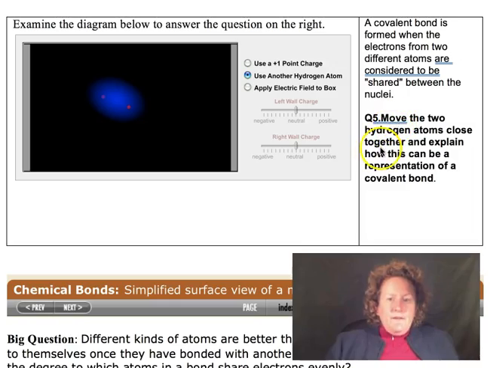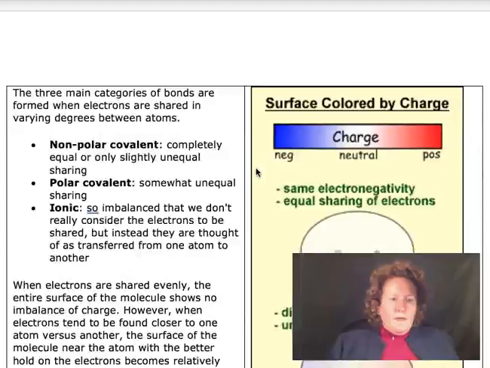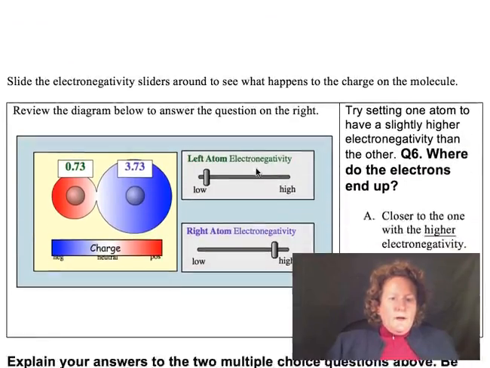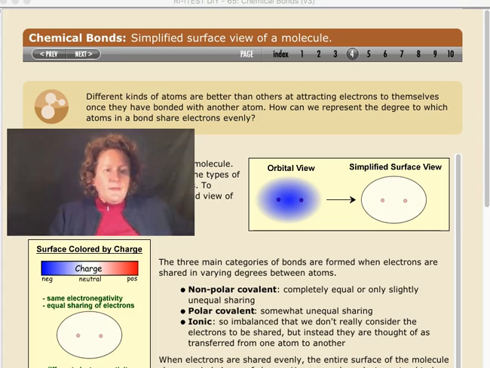Here's question 5. And we're headed towards question 6. Where do the electrons end up? We'll talk about that in the next section. So this section and a lot of the rest of the lab is going to be about sharing, how well atoms share electrons. Different kinds of atoms are better than others at attracting electrons to themselves once they have bonded with another atom. How can we represent the degree to which atoms in a bond share electrons evenly?